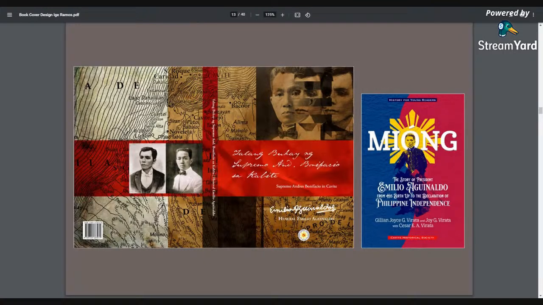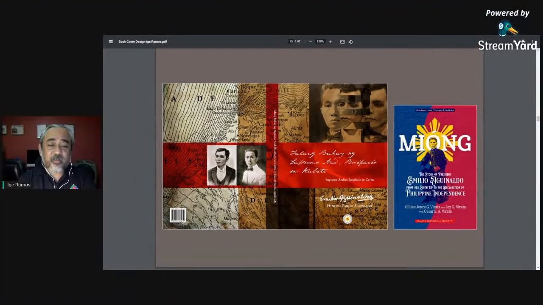Using the Filipino patriotic colors, like the flag, the use of the Filipino flag is already cliché, no? It's used in our sports uniforms and in so many ways. So how do you use these elements without being cliché? Parang gasgas na, in other words.